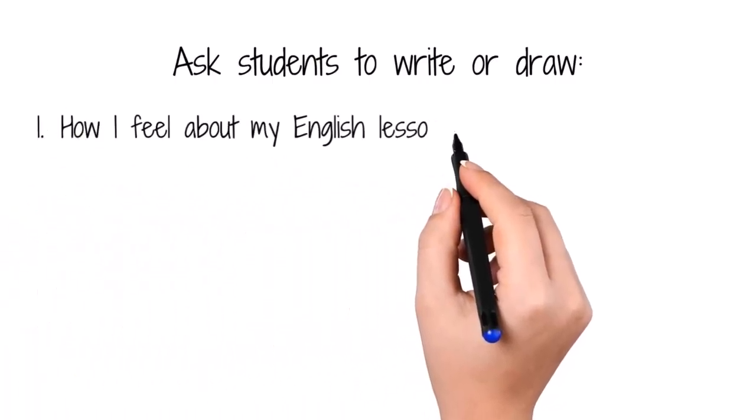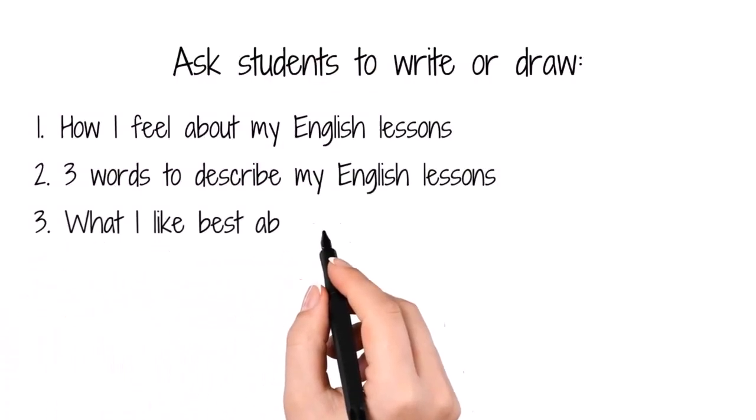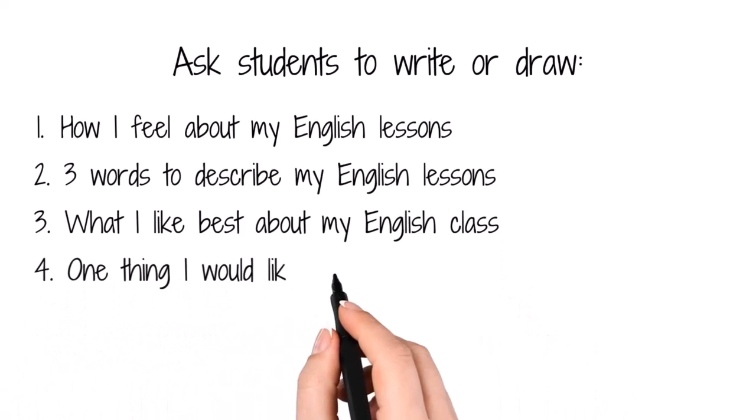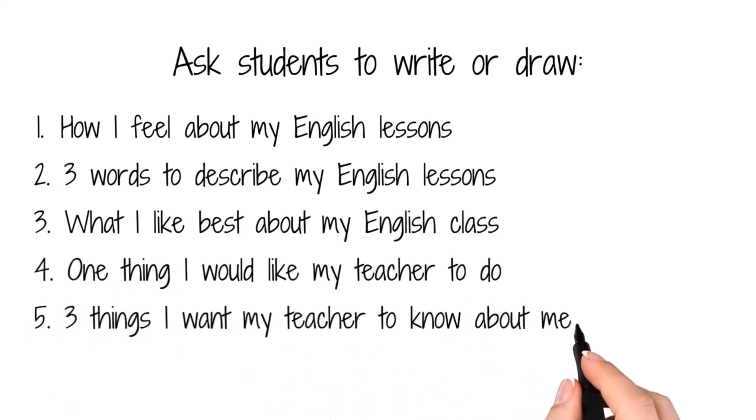For this initial activity, you could have students write or draw how I feel about my English lessons. 3 words to describe my English lessons, maybe from a set that you give them. What I like best about my English class. 1 thing I would like my English teacher to do. And 3 things I would like my teacher to know about me.